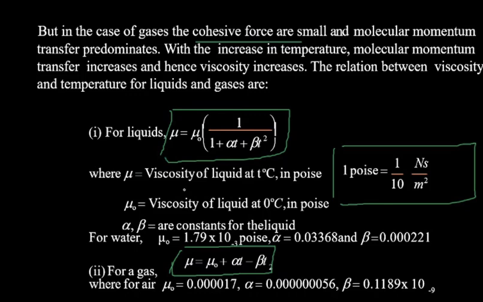Just remember the formula for liquids: mu is equal to mu naught into 1 divided by 1 plus alpha t plus beta t square. And for gases, whenever they ask about the variation with temperature, you have to mention this equation and write what the terms are: what is mu, what is mu naught, what is alpha, t. So mu is equal to mu naught plus alpha t minus beta t square. This was about the variation of viscosity with temperature.